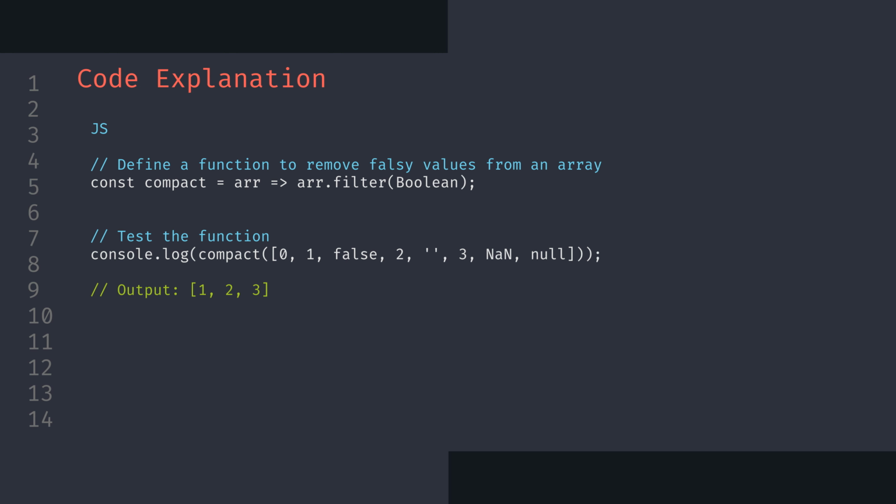This is the modern JavaScript code we'll be using. The compact function leverages the filter method, which iterates through each element in the array. By passing the Boolean function as the filter criterion, we ensure that only the truthy values are retained. The Boolean function automatically evaluates each element, returning true for truthy values and false for falsy ones. This concise implementation is a great example of JavaScript's functional programming capabilities.